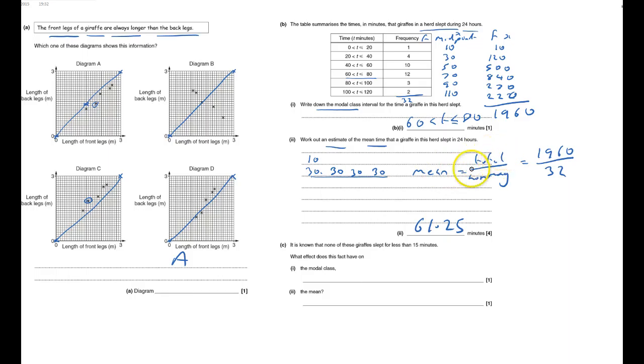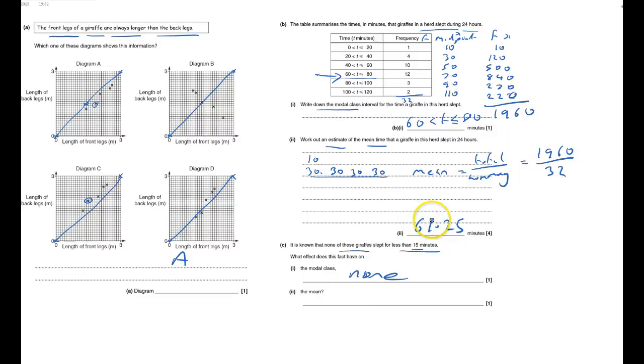It's known that none of these giraffes slept for less than 15 minutes. What's the effect on the modal class? Well, absolutely none. So the modal class will still be that one there. What about the mean? That's none less than 15. So we took this midpoint as 10, and we said that one of them actually was 10, but if it said it was 15, then that would have been a bit more.